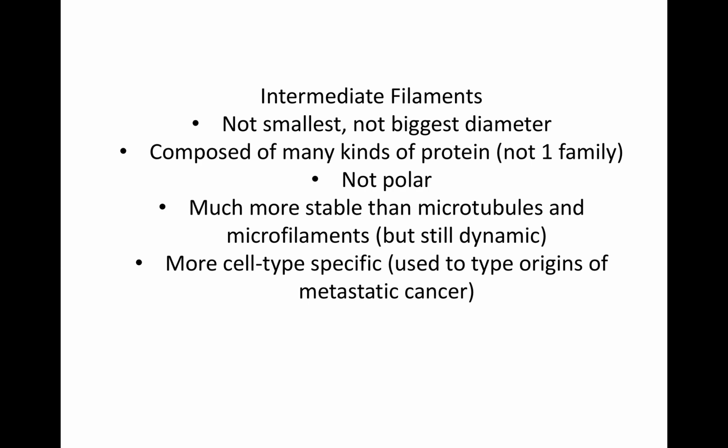So microtubules are made up of tubulins, alpha, beta, gamma tubulins. Microfilaments are made up of actin, G-actin, and intermediate filaments are made up of all kinds of stuff. These intermediate filaments are not polar. So again, microtubules, you have a plus end and a minus end. Same for microfilaments. And the plus end is the end that is actively growing or more actively growing, and the minus end is less actively growing or actively shrinking. Intermediate filaments, that's not the case.